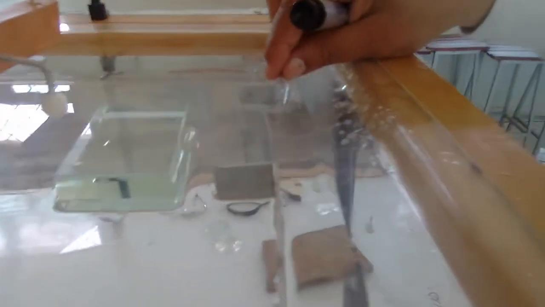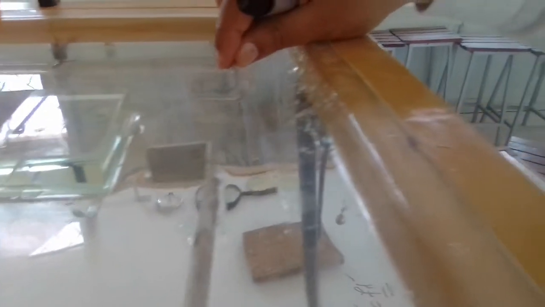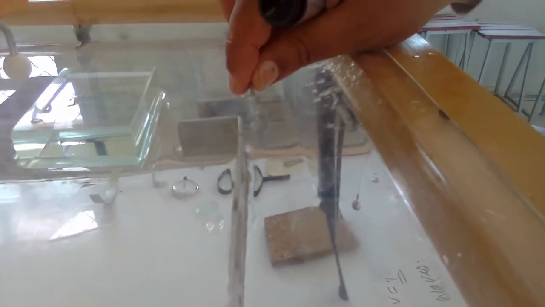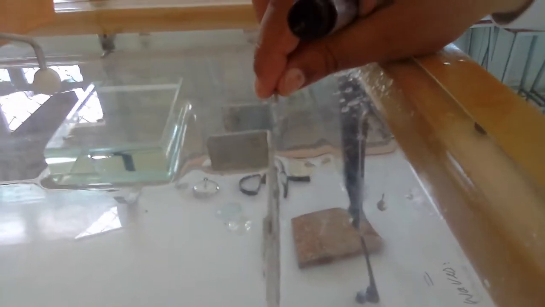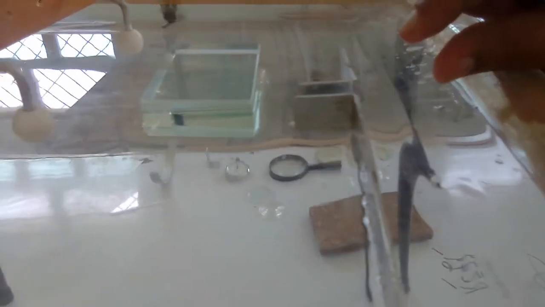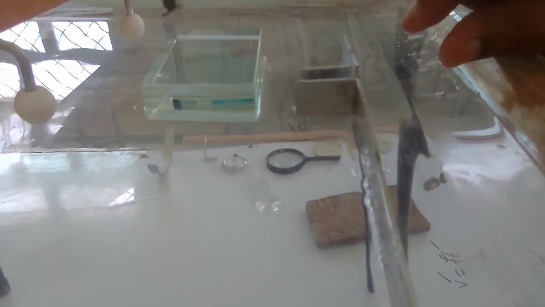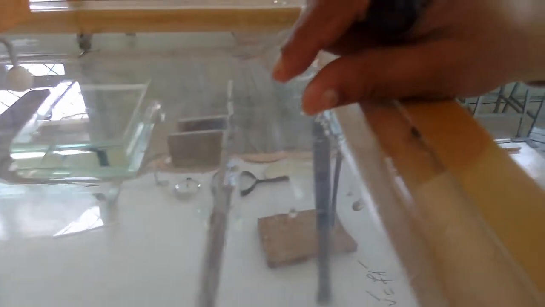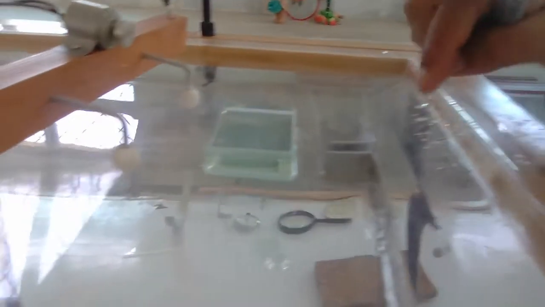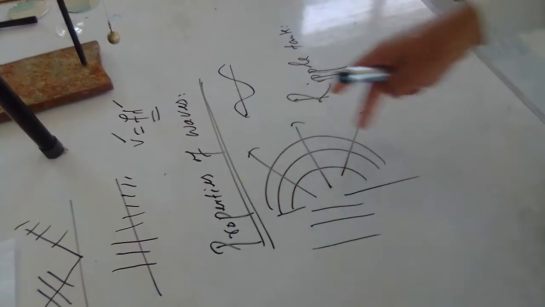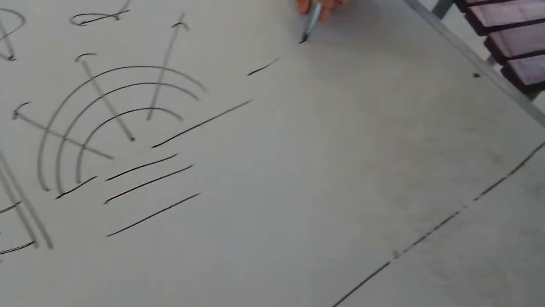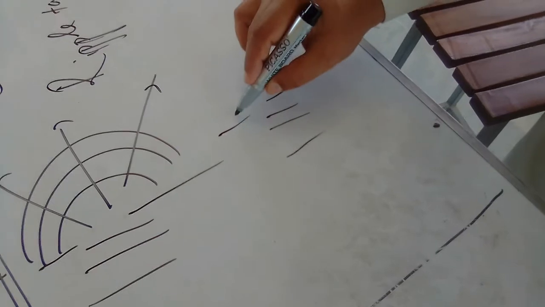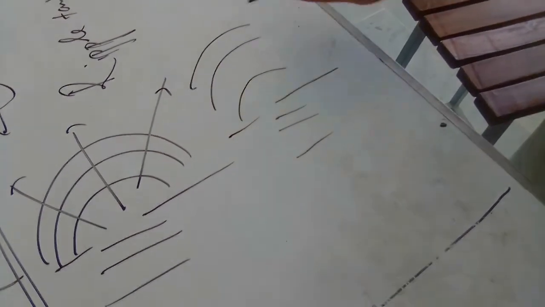Diffraction is weaker when the gap is much larger than the wavelength of the waves, and if the opening is smaller than the wavelength of the waves, they spread out after passing through the opening, and the diffraction is the greatest. This is the greatest diffraction, and this is the smaller diffraction.